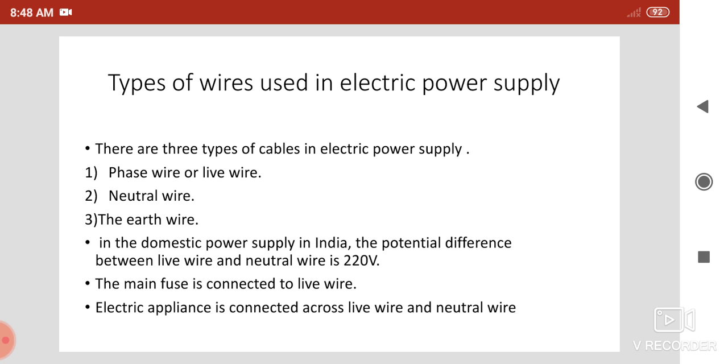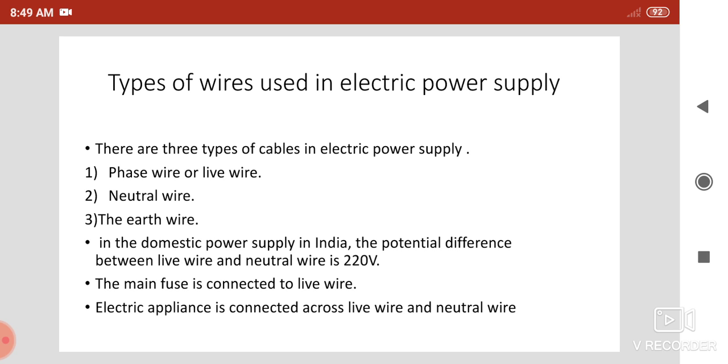The first is called the phase wire or live wire, which contains the electric current. The second is called the neutral wire, and the third is called the earth wire. The live wire carries the current, while the neutral wire has no current. It doesn't mean no current, but there is one live wire and one neutral wire, and in between these two there is a potential difference. The live wire has high potential, while the neutral wire has low potential.